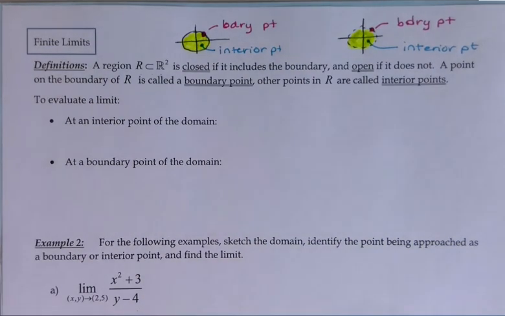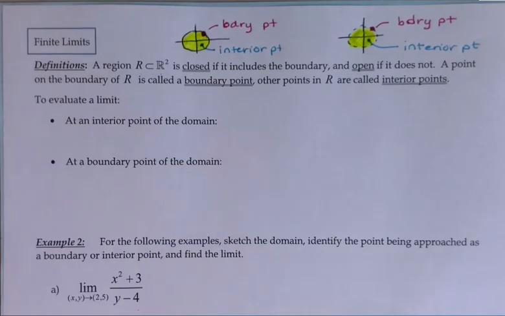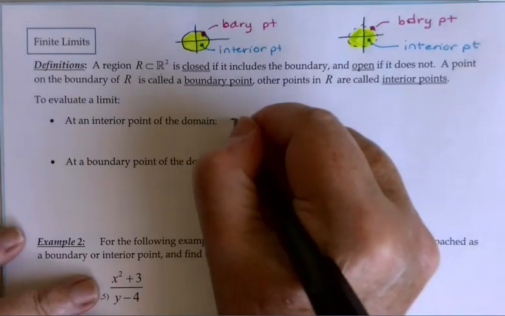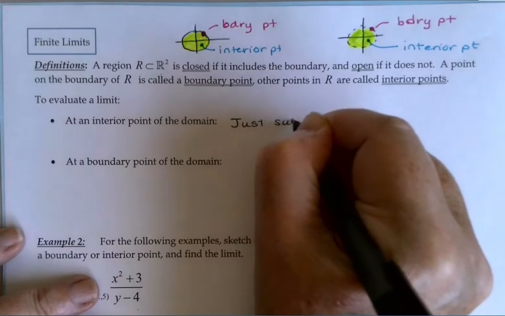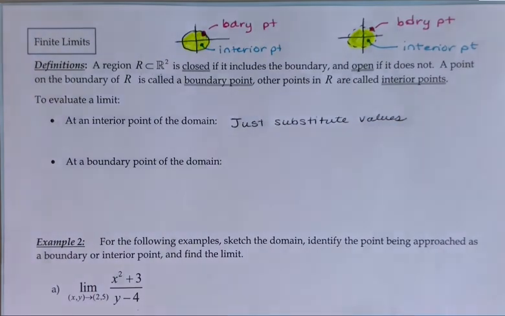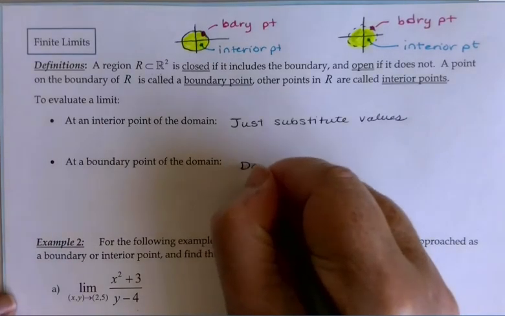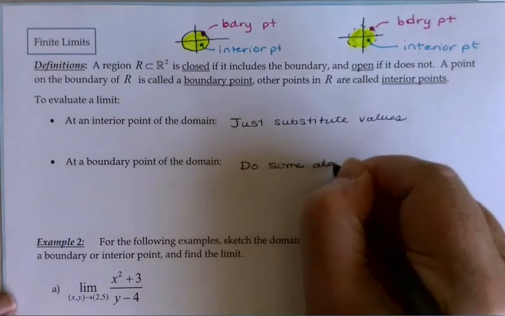All right, to evaluate a limit at an interior point of the domain, you should simply be able to substitute the values in and be done. Nothing bad should happen. You shouldn't get anything undefined. No indeterminate forms. Plug in your numbers and you're there. Okay. The boundary points are the interesting ones, and of course the ones that require a bit more work. At a boundary point of the domain, typically you have to do some work. Usually we have to do some algebra.